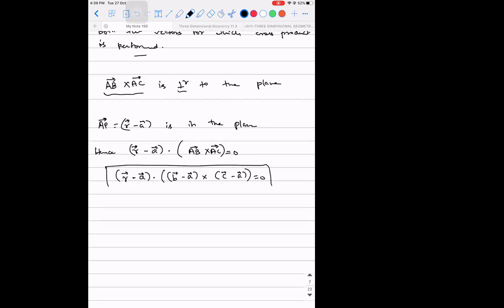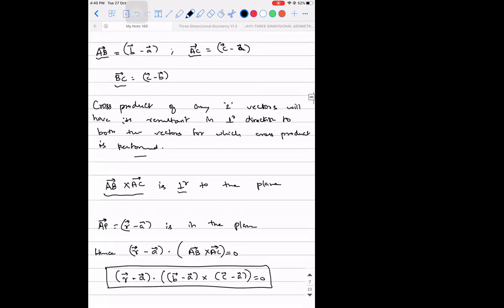This is the required equation of a plane which is passing through three non-collinear points A, B, C. And the reason they are supposed to be non-collinear is that had they been collinear, the cross product between them would have been 0. You will not be able to write the equation. Please make a note of this.